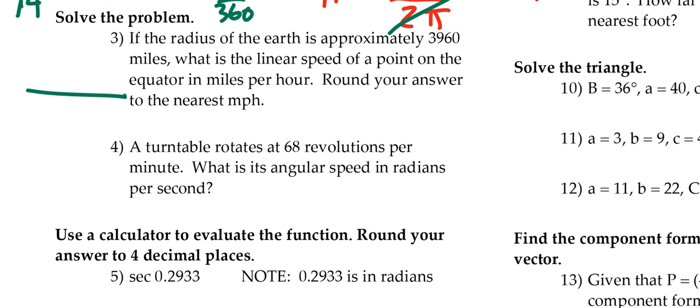What's the circumference of the Earth, so using that radius? 2 pi times 3,960, okay? That's the number of miles it is around the Earth. And how many hours does it take for that trip to happen?